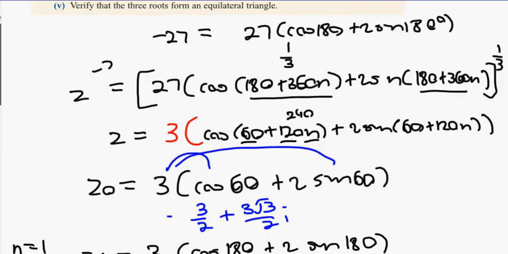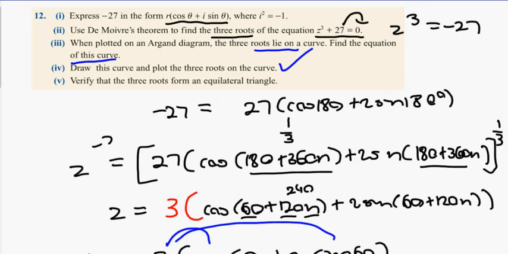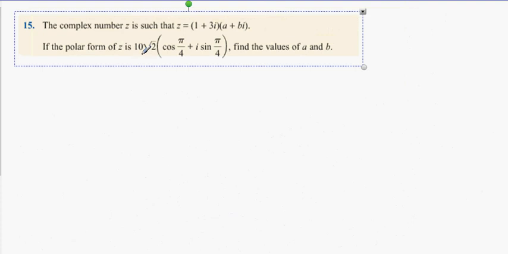Okay, so that's the answer for question 12. Now finally question 15, I probably won't have time to do.